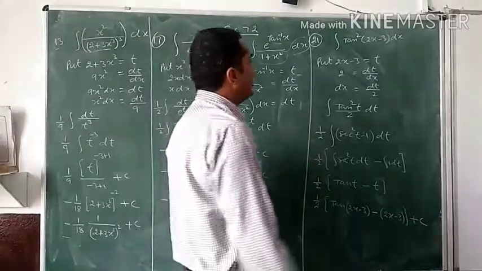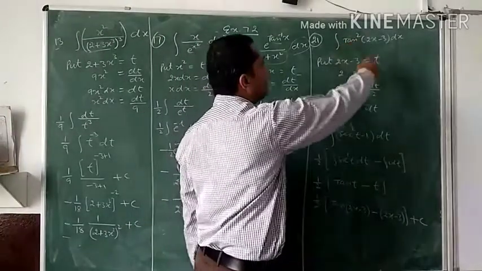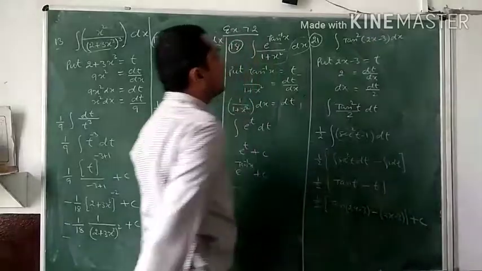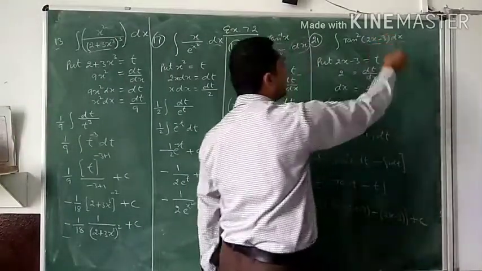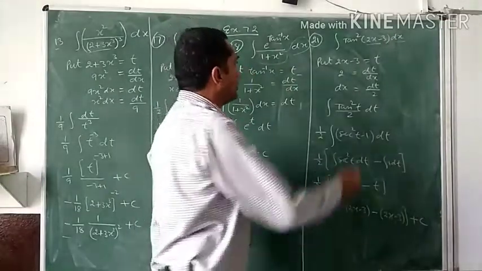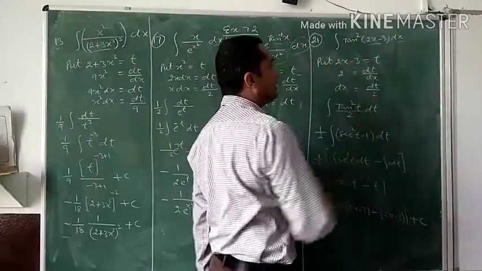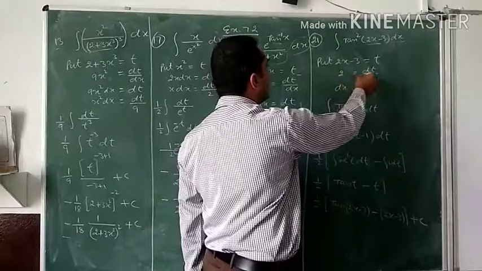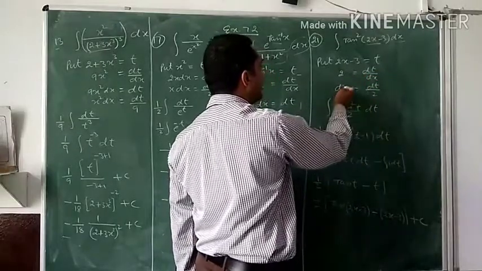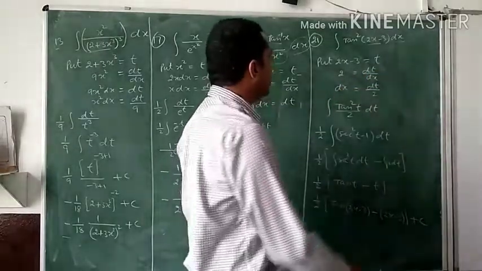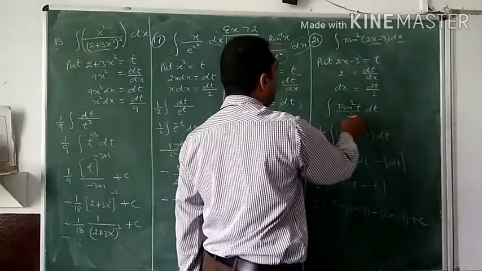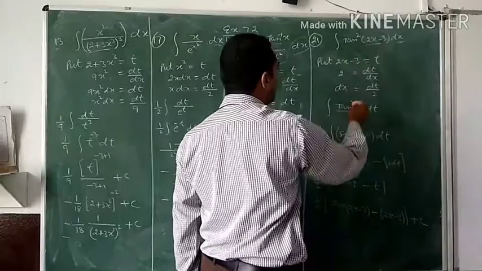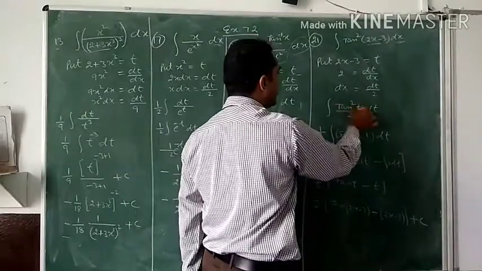Next, question number 21 is integrating tan square (2x minus 3) dx. So here you have only dx. If you substitute 2x minus 3 is equal to t, then 2 is equal to dt over dx, and you will get dx is equal to dt over 2. So here in place of dx, you have dt over 2, and tan square (2x minus 3) is equal to tan square t.